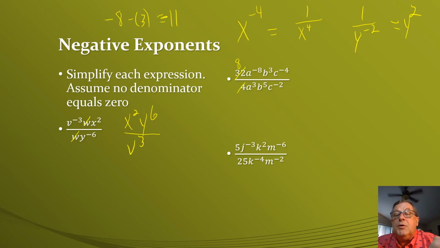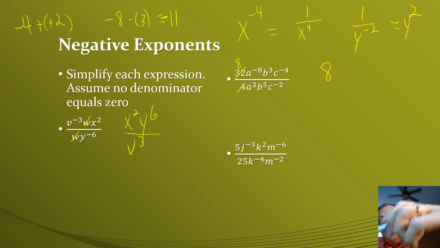Then I've got b cubed over b to the 5th. Well, let's see. 3 minus 5 is negative 2. And so that negative 2 is going to keep, we're going to have b squared down in the denominator. But here's an interesting one. c to the negative 4th over c to the negative 2. So that's negative 2, which becomes a plus 2. So I got negative 4 plus 2, still negative 2. c to the negative 2, which is going to put it in the denominator.